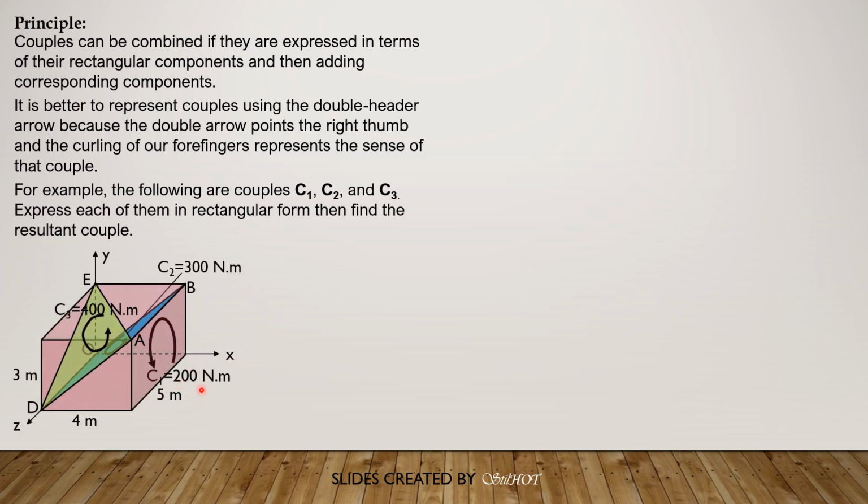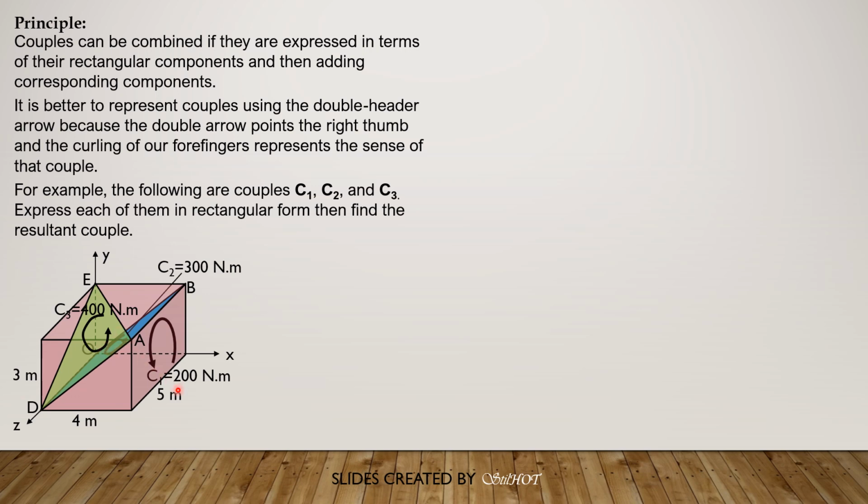So for C sub 1, you have to curl your forefingers. You notice that your right thumb will be pointing towards the positive x-axis. So in vector form, C sub 1 is 200i. Then couple 2 is on this blue plane here. Then the direction of the couple is along the plane. So it looks like that. That's the direction or the sense.